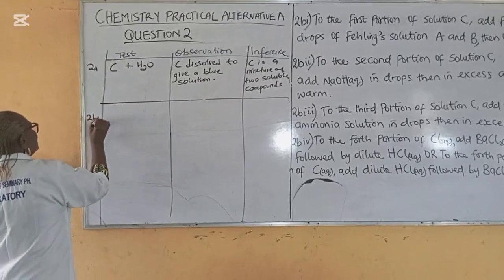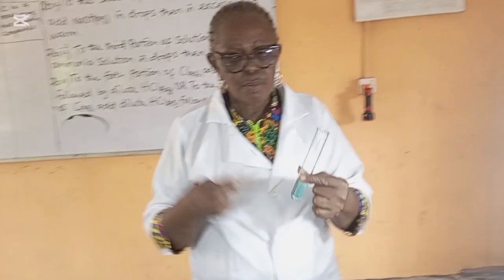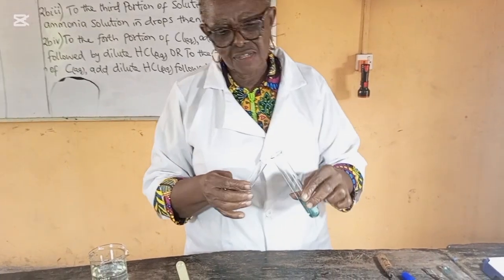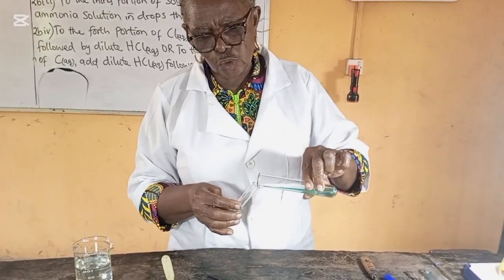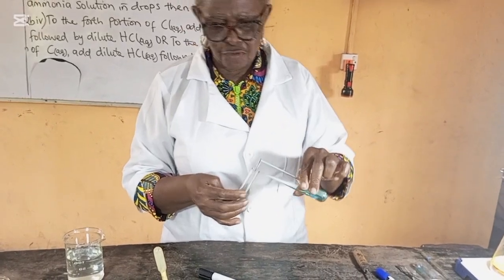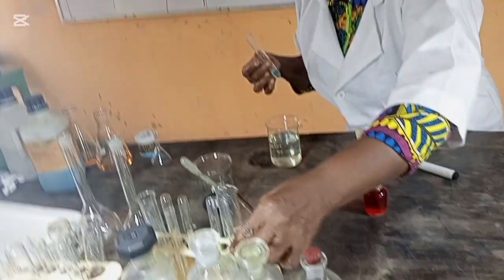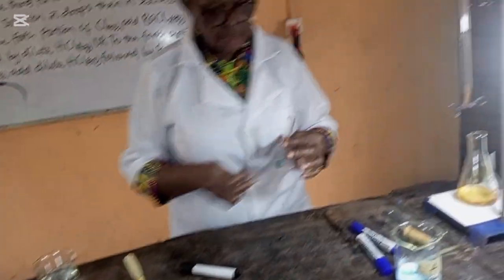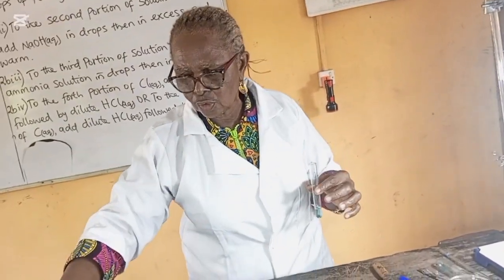2B(i). That means you can take out the first portion, but have in mind that you are going to use it 4 times, or you can divide it into 3 portions. It doesn't matter if you have enough of the sample. But whereby you don't have enough, you can just take the first portion and keep the sample, C solution. Then you are asked to add few drops of Fehling's solution.